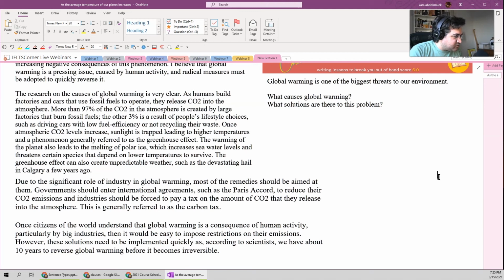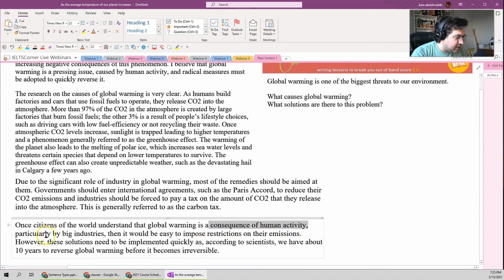And you can see that I've tried to be a little bit more subtle this time. So I haven't included "in conclusion", for example, but instead I've just started my paragraph with a sentence that rephrases the thesis. Okay, so "a consequence of human activity", that talks about causes. And then "it would be easy to impose restrictions", so that would be a solution. So I have mentioned both causes and solutions in this first sentence, and then that's the wrap-up.